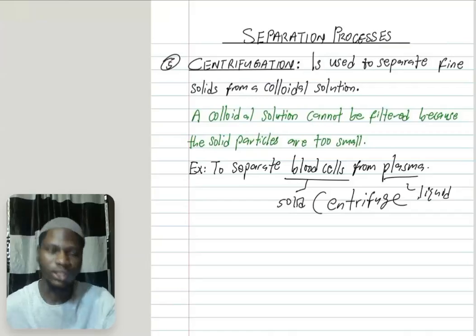Welcome to this section. Our next separation process is centrifugation. Now, what is centrifugation?